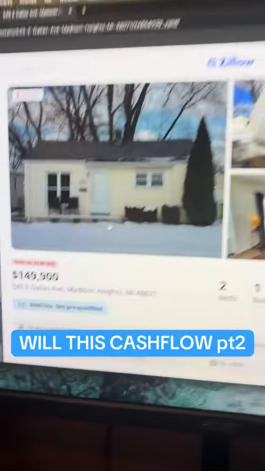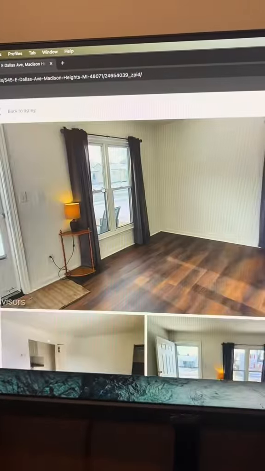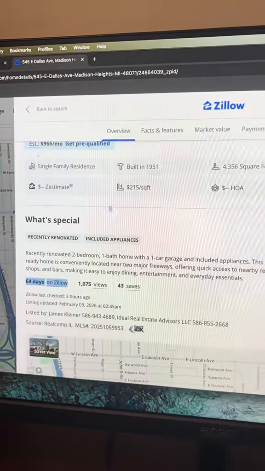We're going to analyze this property here in Madison Heights, Michigan in under 60 seconds. So looking at the photos here, you can see the property seems to be in pretty good shape. And actually you can see that it was recently renovated here in the description.